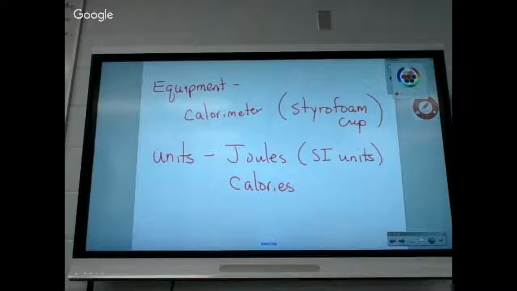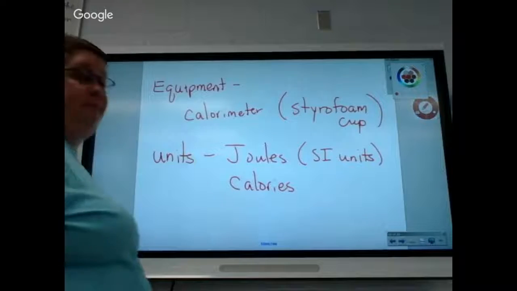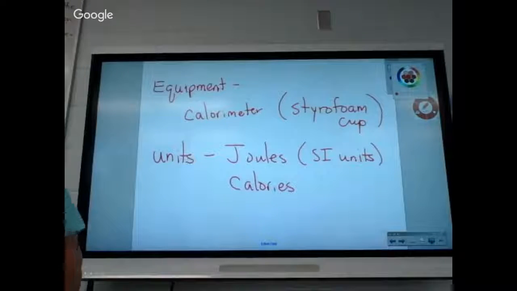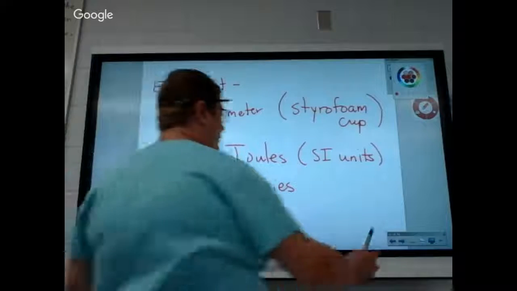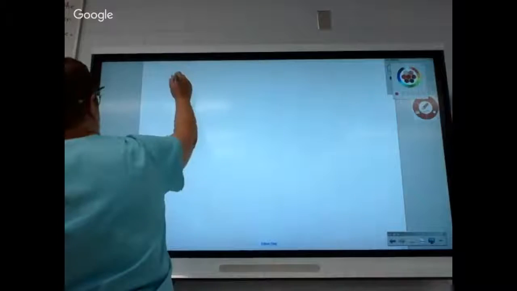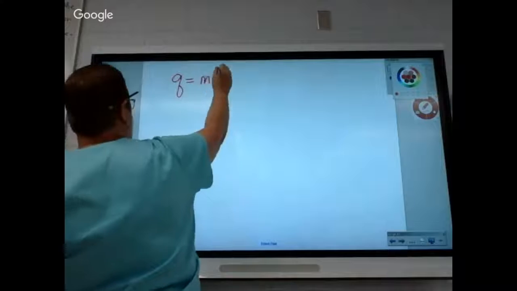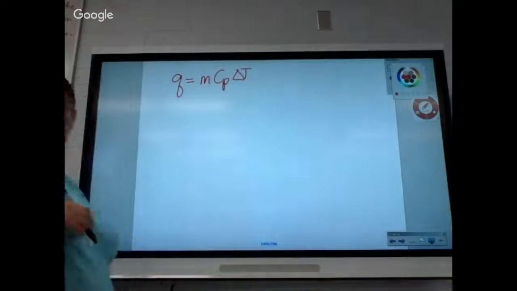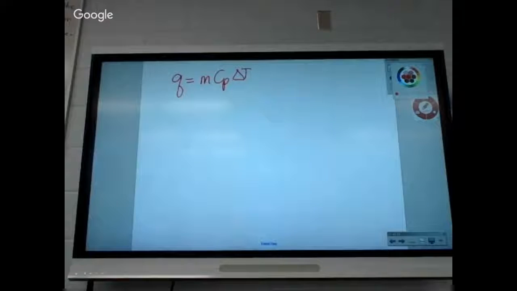Calories are English. Joules are SI. So technically, could we say we're burning joules? You could. Will they be on the test? Yeah, they'll all be on the test. All right. Our formula is Q equals M CP delta T. Q equals M CP delta T is our new formula that goes with heat.